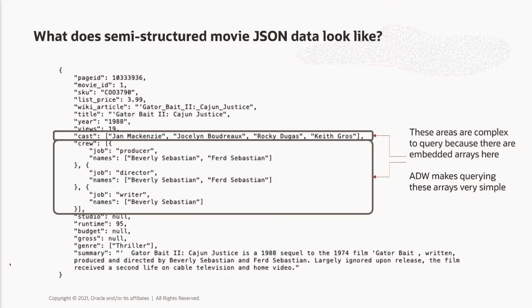So there's a lot of elements in here, and what we need to be able to do, and SQL in Autonomous Data Warehouse allows us to do this, is to work with all of these different elements, whether it's just extracting the year 1998 or being able to work individually with each of those cast members by pulling out their name, whether it's Jocelyn Boudreau or Jan McKenzie and so on. And you're going to get into these arrays and work very quickly and easily with them.